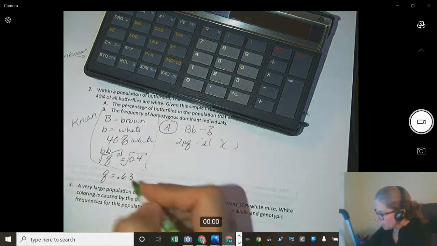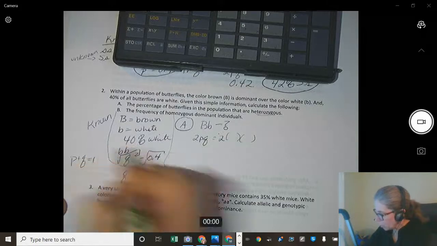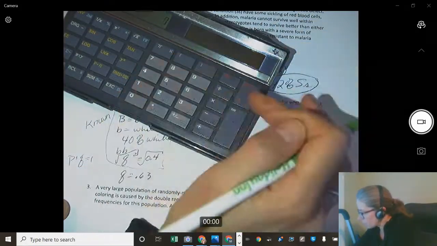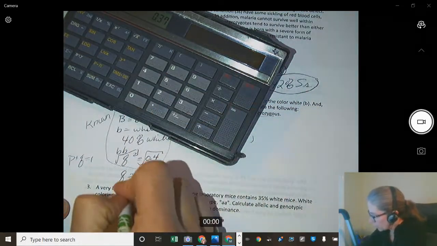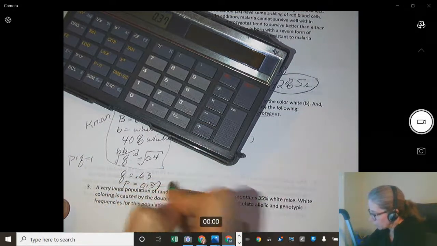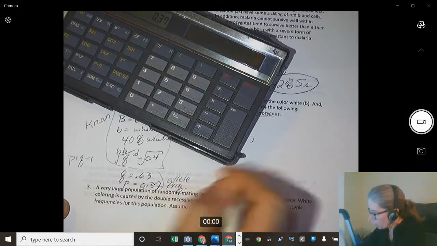And if that's Q, I also know that P plus Q is 1. So P is going to be 1 minus that, right? So P equals 0.37. These are my allele frequencies, which is not what it's asking for right now, but I've got it.